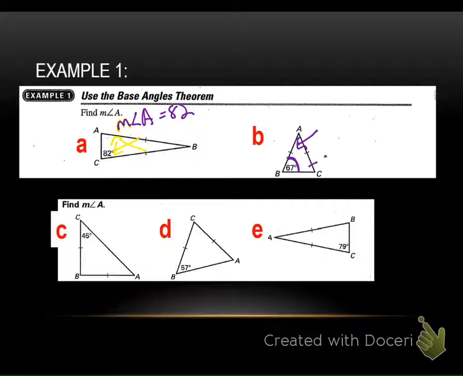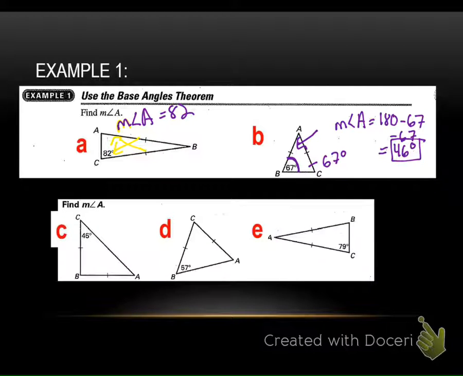So we know angle C here is 67 degrees. But that's not the angle we're looking for. We're looking for the measure of angle A. So what is the sum of the interior angles of a triangle? 180. So you take 180 and you're going to subtract the two angles we have. Minus 67, minus 67. Can somebody tell me what that value is? 46. So the measure of angle A is 46 degrees.